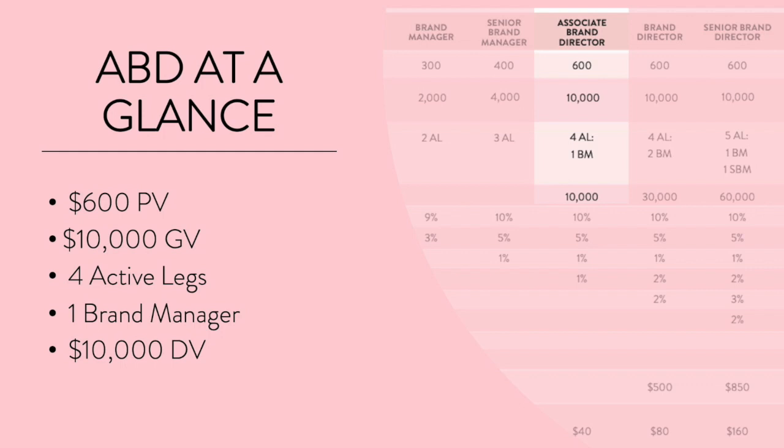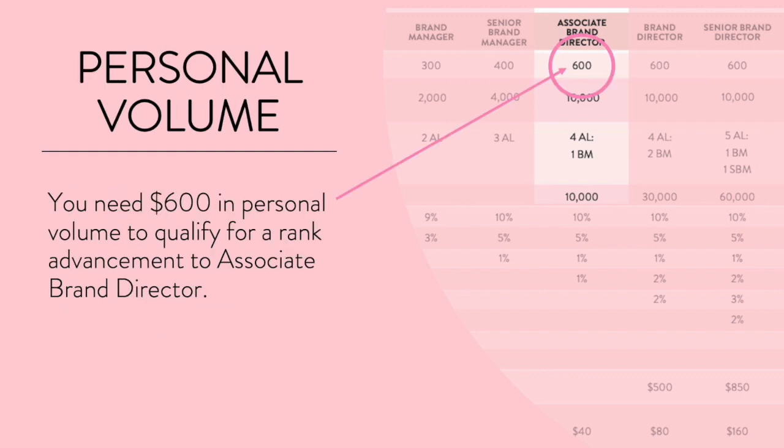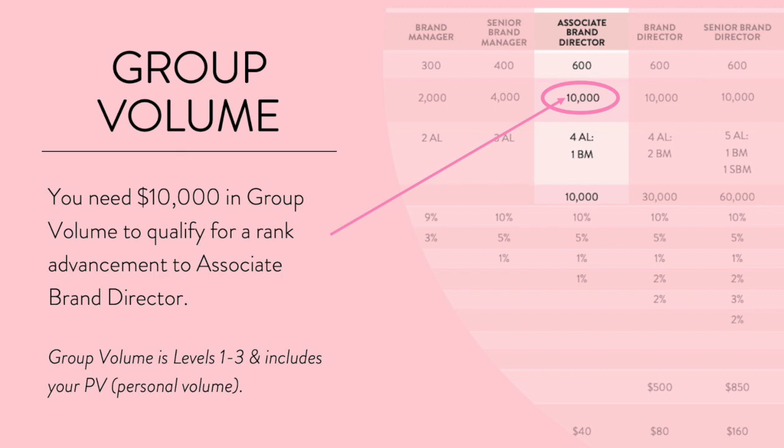The requirements for Associate Brand Director are 600 PV, $10,000 in group volume, 4 active legs, 1 brand manager, and 10,000 downline volume. Personal volume: you need $600 in personal volume to qualify for a rank advancement to Associate Brand Director. You need $10,000 in group volume to qualify as well. Group volume includes levels 1, 2, 3, and your personal volume. So levels 1 through 3 and your PV.